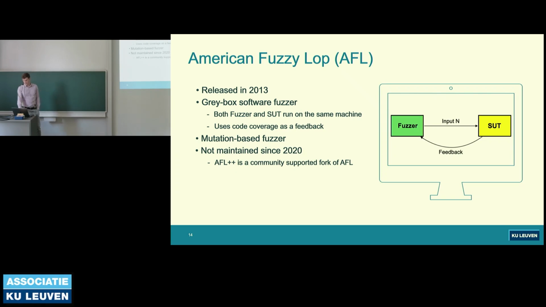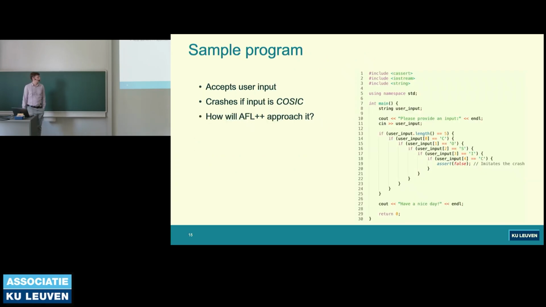Now I'll give you an example of a program and explain how AFL would handle it. We see it's a C++ program. It expects the user to provide an input and then performs a lot of checks. Eventually, if the input is equal to COSIC, then it will crash. Assert false will cause a crash of the program. This way, we can imitate a crash in a kind of real program. So the question is, how will AFL++ approach it, and will it be able to find the crash or not?